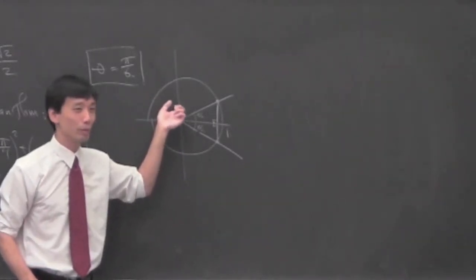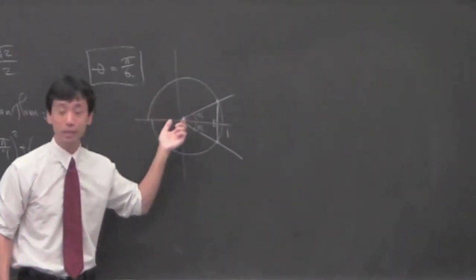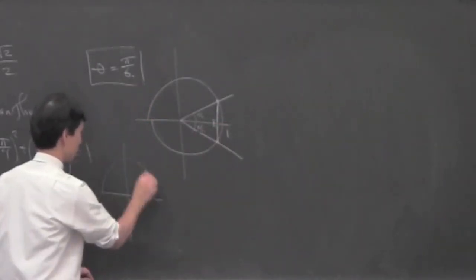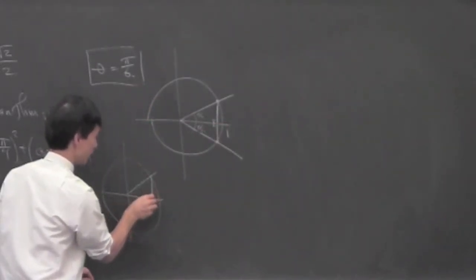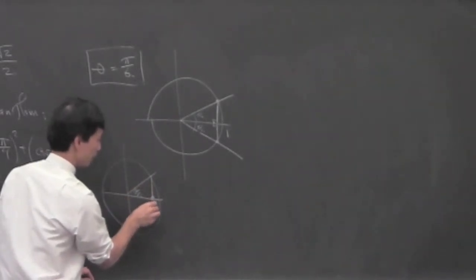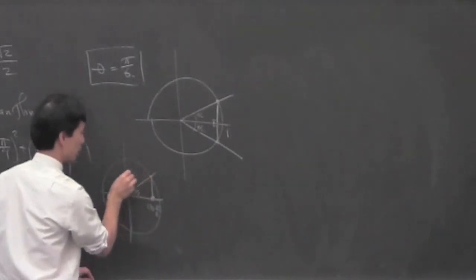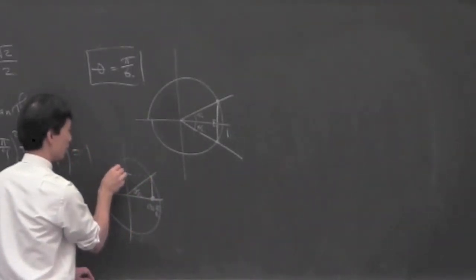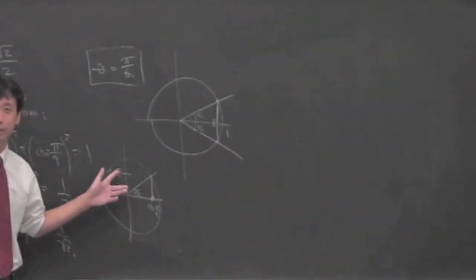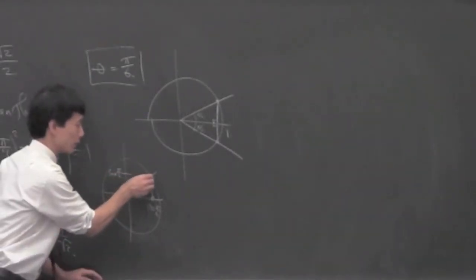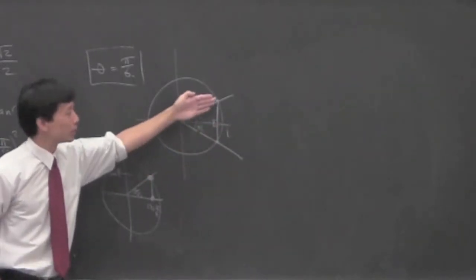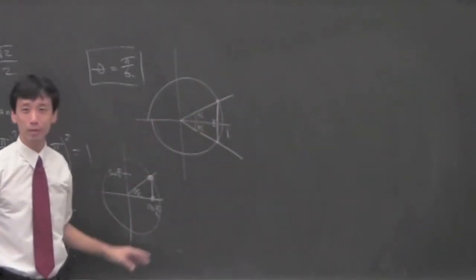So here's one way of figuring out the cosines and sines. Remember what we want. We're trying to figure out, for this pi over 6 thing, the x coordinate and the y coordinate of this point. So here's what we do. We play something funny. We take two copies of the triangle and stick them together.